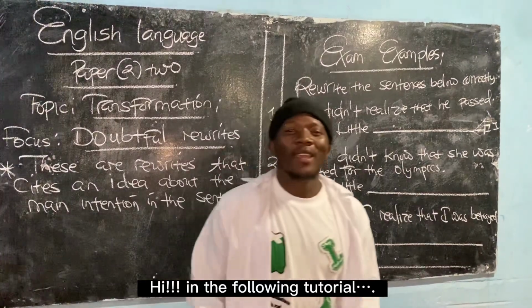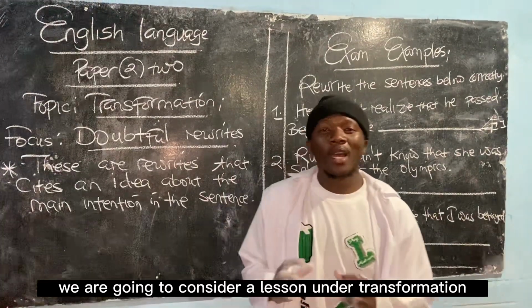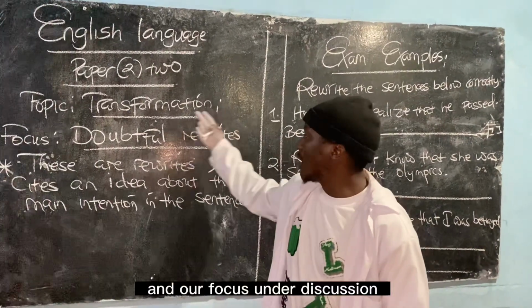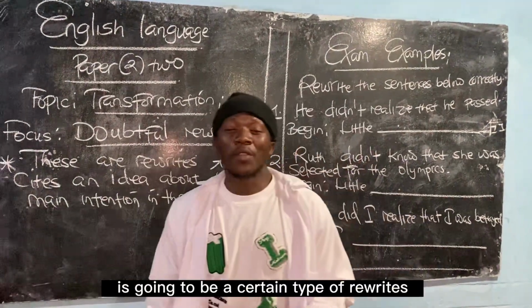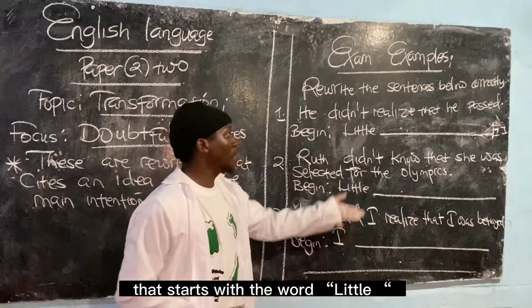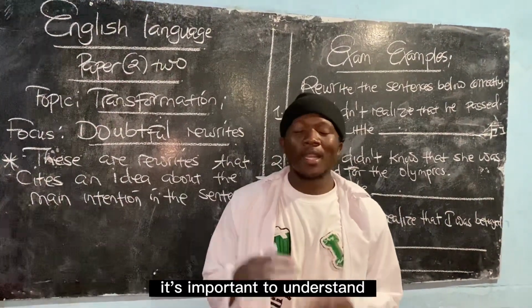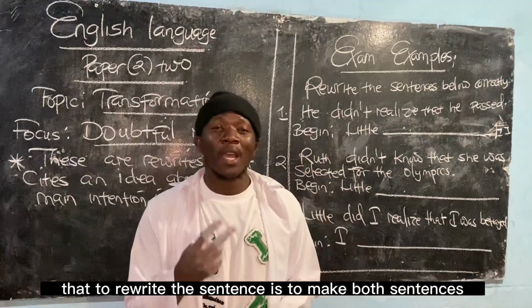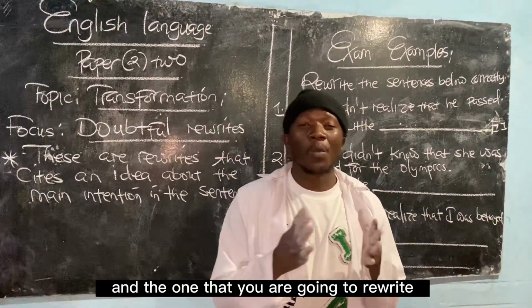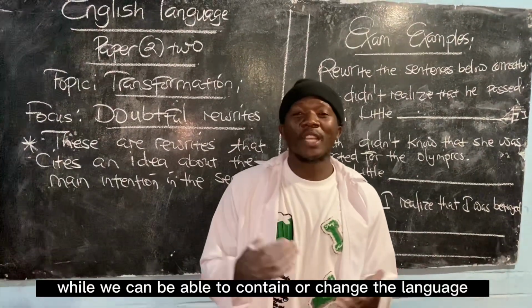Hi, in the following tutorial, we're going to consider a lesson under transformation, particularly in English Language Paper 2. Our focus is going to be a certain type of rewrites in an exam that start with the words "little did". But before we proceed any further, it's important to understand that to rewrite a sentence is to make both sentences, the one that is given and the one that we are going to rewrite, contain the same meaning, while we change the language.